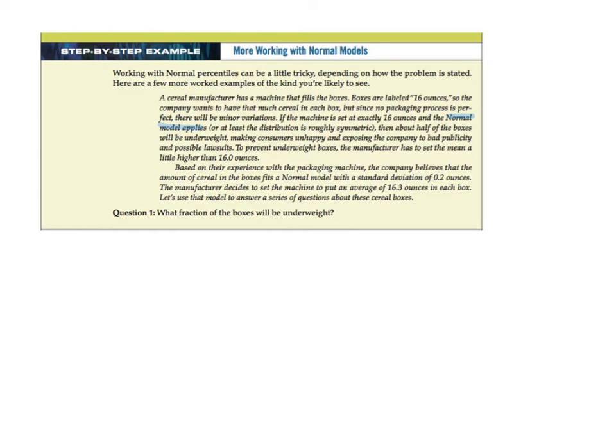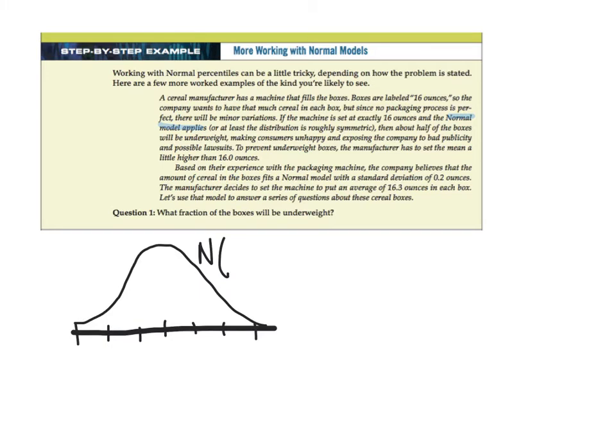To answer this, I am going to go to my normal model because it specifically tells me that we can assume that a normal model applies. So I'm going to do a sketch. I'm going to put the mean, 1, 2, 3 standard deviations, 1, 2, 3, capital N. The mean is 16.3 and a standard deviation of 0.2. So I'm going to label my x-axis.